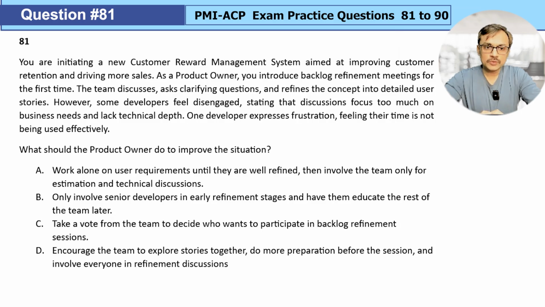Question number 81. You are initiating a new customer reward management system aiming at improving customer retention and driving more sales. As a product owner, you introduce a backlog refinement meeting for the first time. The team discusses, asks clarification questions, and refines the concept into detailed user stories. However, some developers feel disengaged, stating that discussions focus too much on business needs and lack technical depth. One developer expressed frustration, feeling their time is not being used effectively. What should the product owner do to improve the situation?